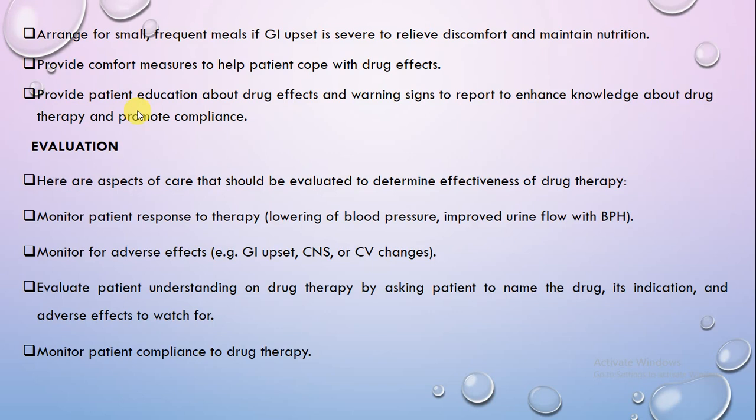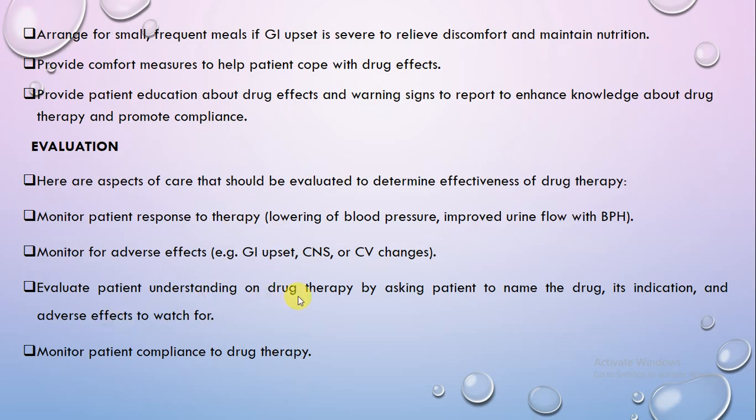Evaluation should be done on different aspects of the care to determine the effectiveness of the drug therapy. Monitor the patient's response to therapy: lowering of blood pressure, improved urine flow with BPH, benign prostatic hyperplasia. Monitor for ADR, adverse drug reactions, for example GI upset, central nervous system, or cardiovascular changes. So these can also be under investigation.